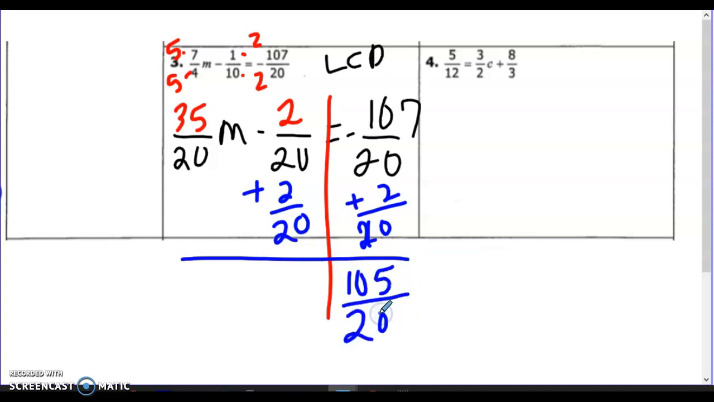Well, this is nice because at this point, I at least have a nice number divisible by 5. Over here I have 35/20 m. So again, how do I undo that 35 over 20? In order to undo multiplication by a fraction, yes, you divide, but when you divide by a fraction, really what you're doing is multiplying by the reciprocal.